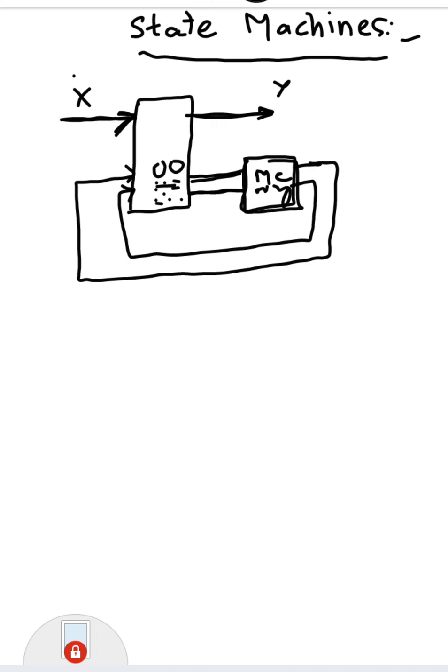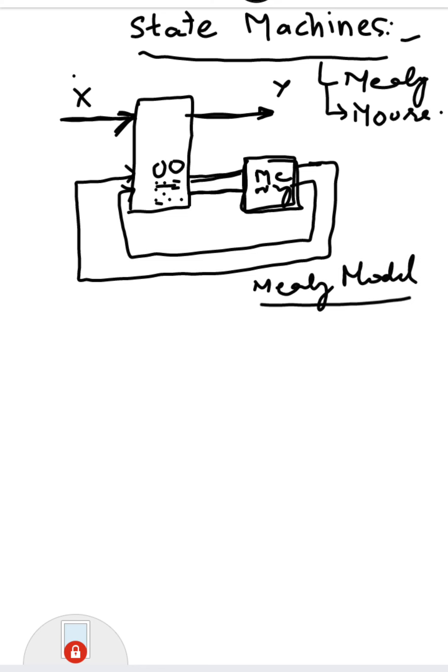Now there are two models of state machines, the Mealy machine or Mealy model, and the Moore machine or Moore model. First I will be explaining the meaning of the Mealy machine or Mealy model. In a Mealy model you have to represent the input, the output, and also the different states, in a particular way. For example, a 2-bit system.